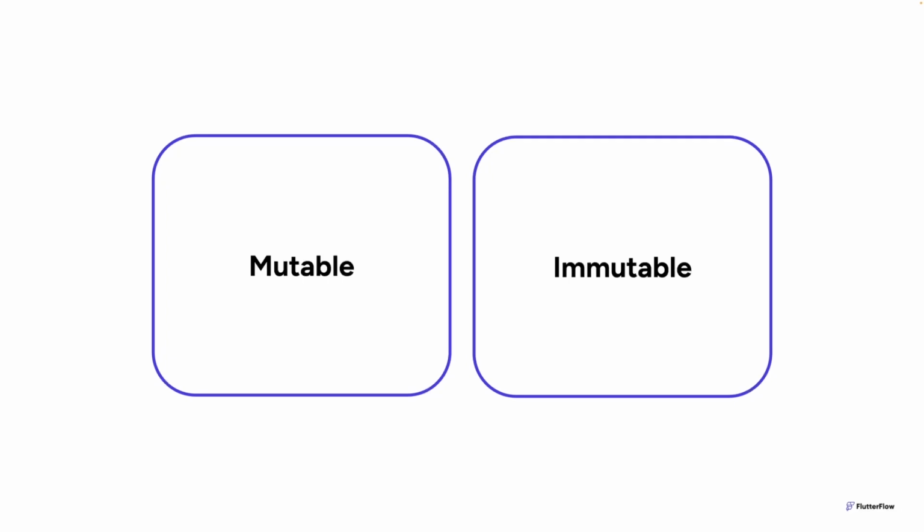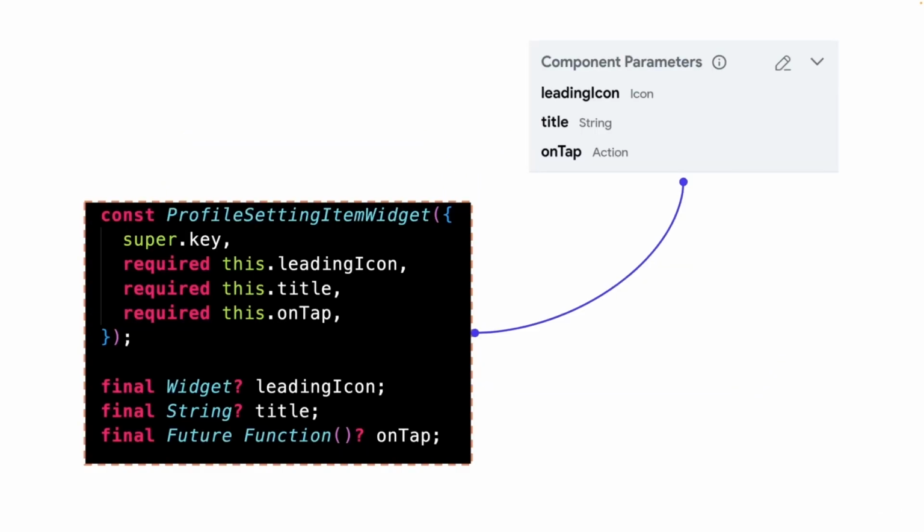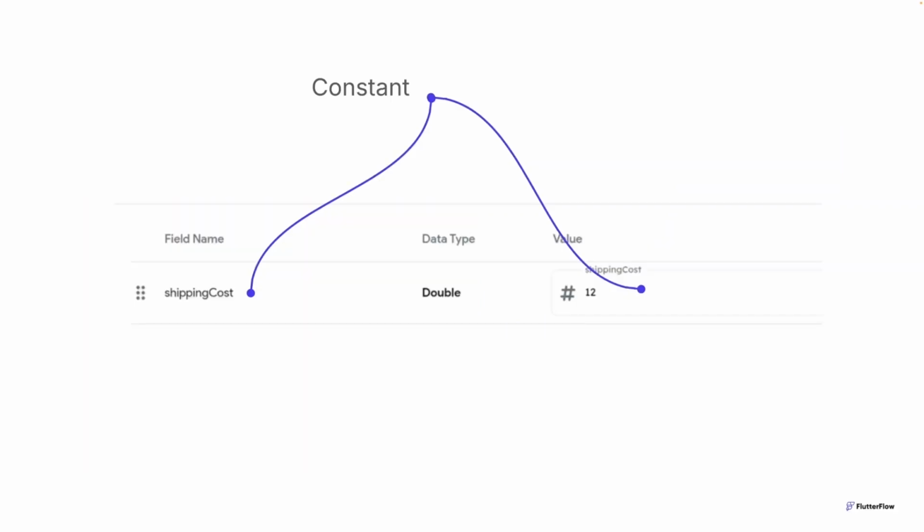There are two types of variables, mutable and immutable. But what does that really mean? Let me give you an example in the context of widgets. Think of parameters. They are immutable, meaning they cannot be changed once passed into the widget. We have seen it when we created components. However, state variables are mutable and can be updated and modified as the widget's state changes. We will learn about them in the following videos. Stay tuned.